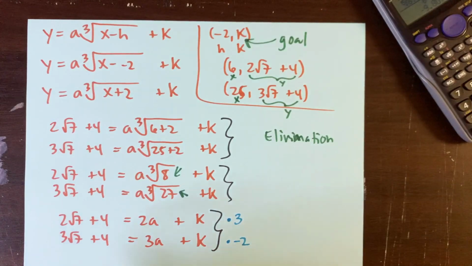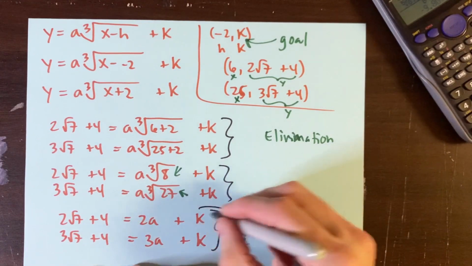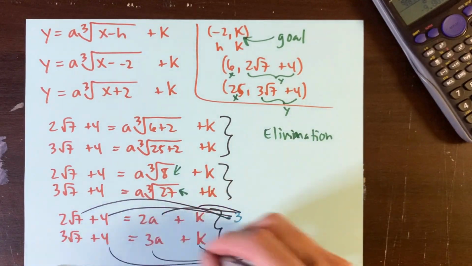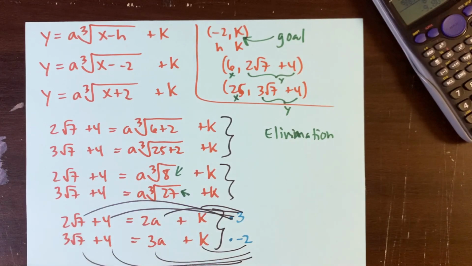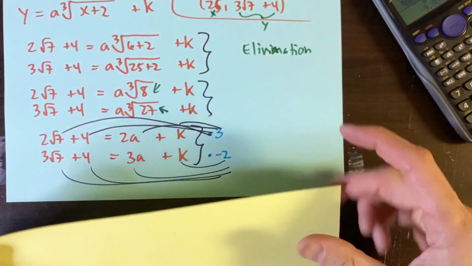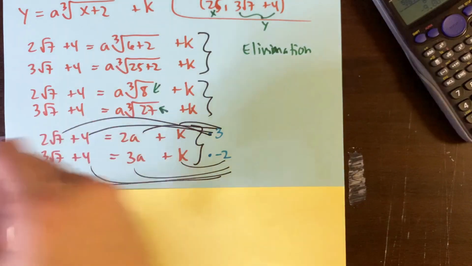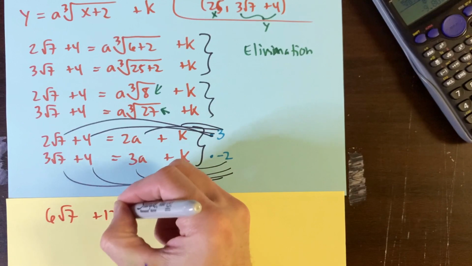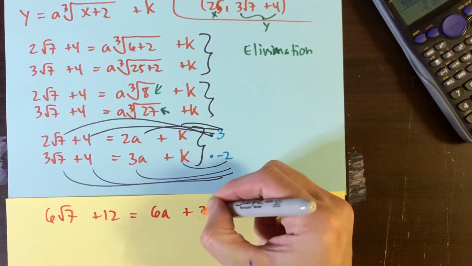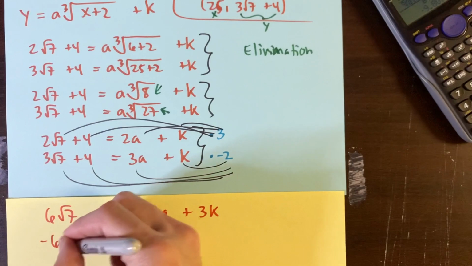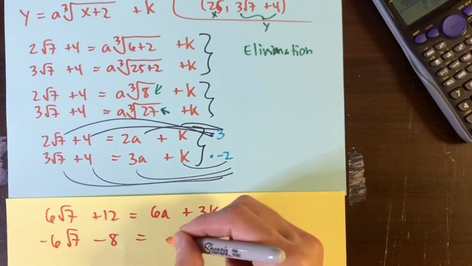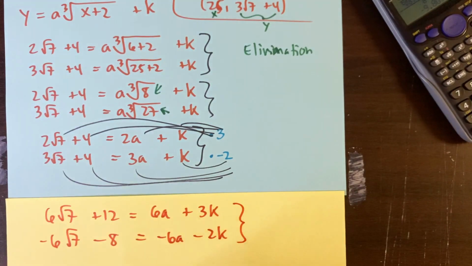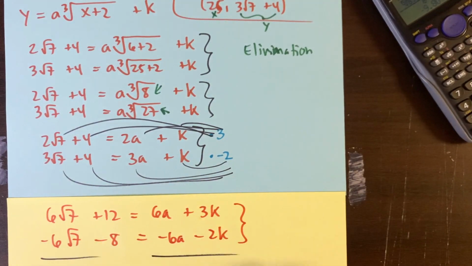So now what I have to do is take this 3 and distribute. Take negative 2, distribute. And let's see what we get in return. Let me just slide this down like that. Let me get this one here. So if I distribute the top equation, it should say 6 square root 7 plus 12 equals 6a plus 3k. The bottom equation, something like this, something like that. I suppose you could keep them braced together if you want.